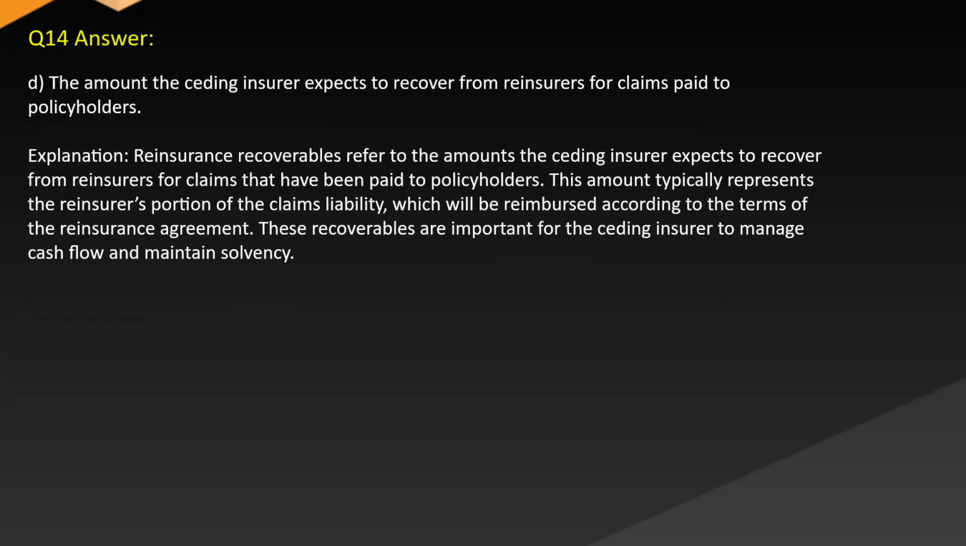Answer. D. The amount the ceding insurer expects to recover from reinsurers for claims paid to policyholders. Explanation. Reinsurance recoverables refer to the amounts the ceding insurer expects to recover from reinsurers for claims that have been paid to policyholders. This amount typically represents the reinsurer's portion of the claims liability, which will be reimbursed according to the terms of the reinsurance agreement. These recoverables are important for the ceding insurer to manage cash flow and maintain solvency.